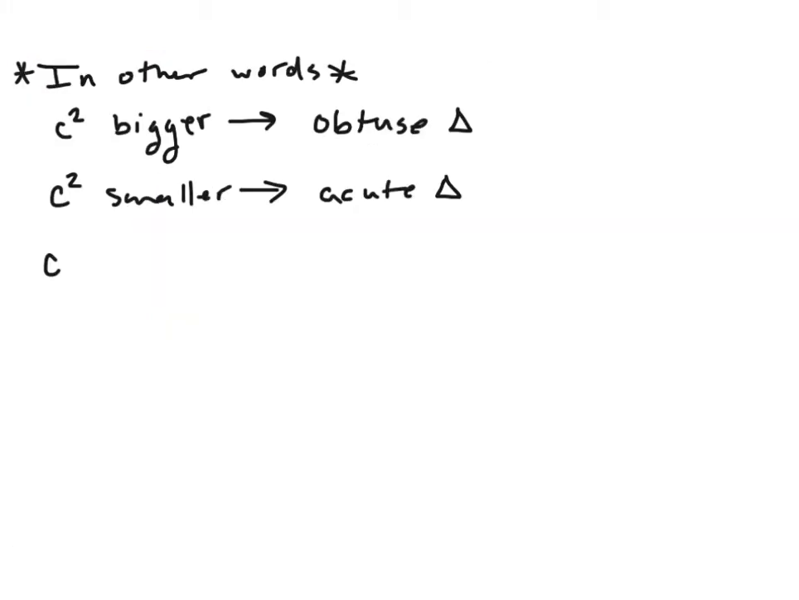And there you have it, my friends. In other words, if C squared is bigger, it's obtuse. If it's smaller, it's acute. And if it's equal, then it's a right triangle. Very good. We are done.